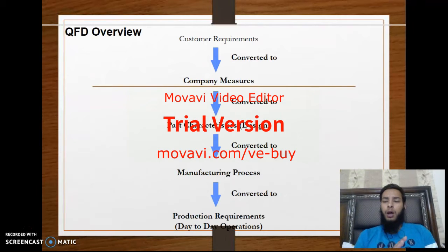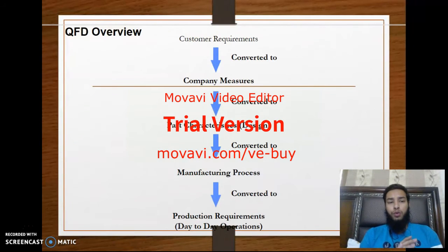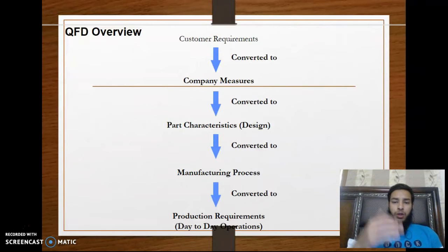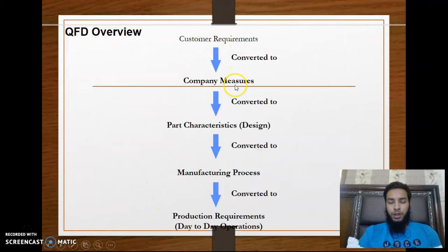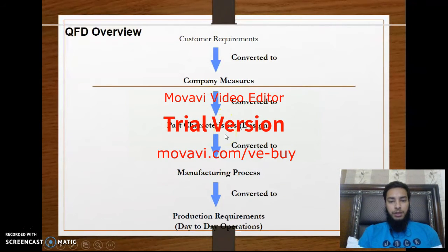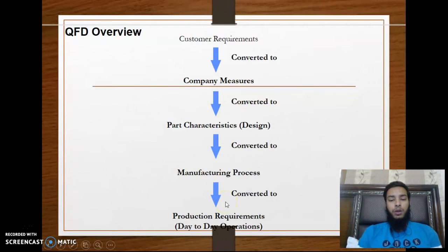Just a general overview about how QFD helps a company. So the customer requirements are converted to company measures, that are converted to the design, the part characteristics, which are then converted to the manufacturing process, and then these are converted to production requirements, that is the day-to-day operations of, for example, a factory.